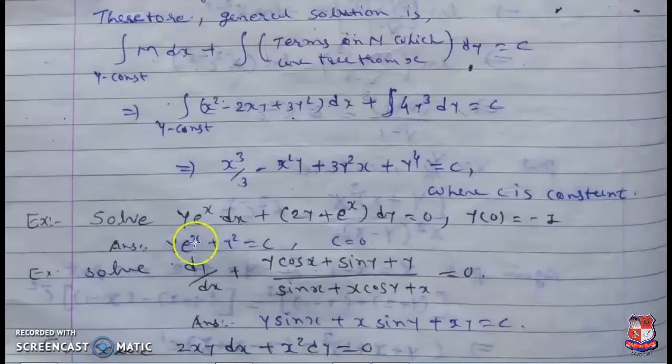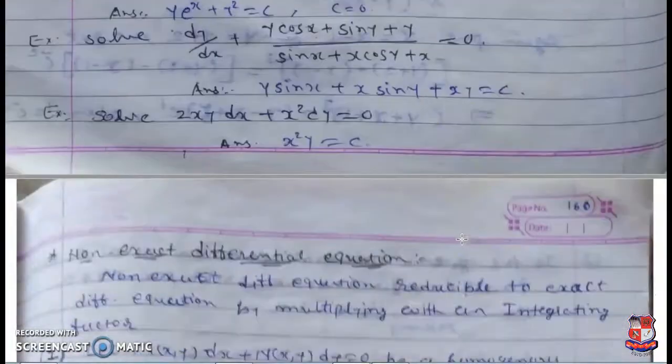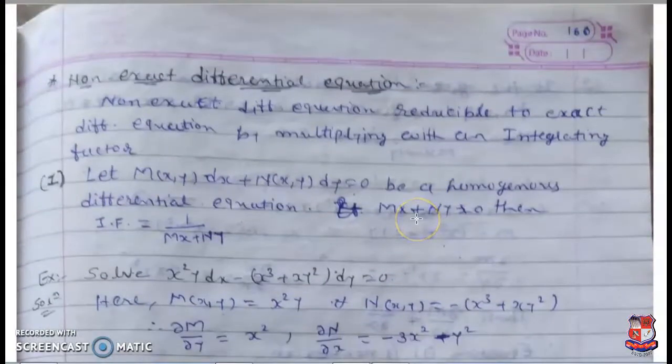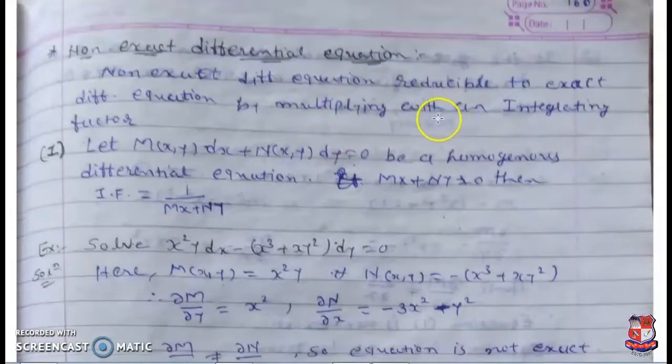Similarly, we have to solve this example. Now, if ∂M/∂y is not equal to ∂N/∂x, then this type of differential equation is called a non-exact differential equation. A non-exact differential equation can be reduced to an exact differential equation by multiplying by an integrating factor. When we get a non-exact differential equation, we have to multiply by some integrating factor and reduce it to an exact differential equation.